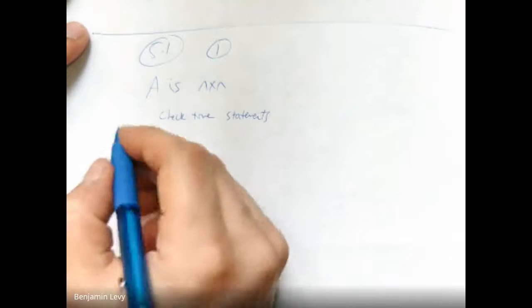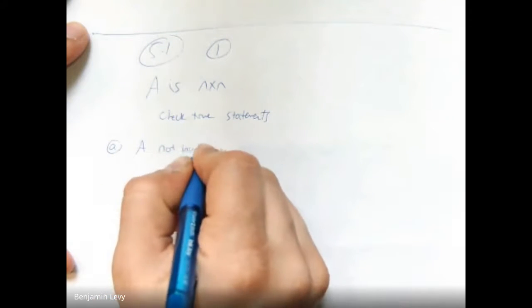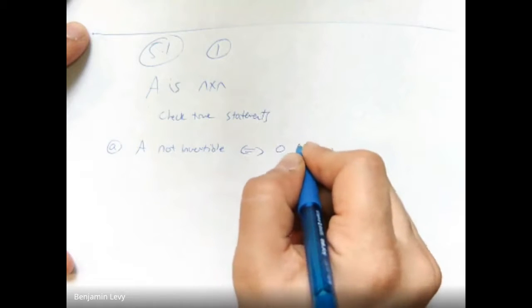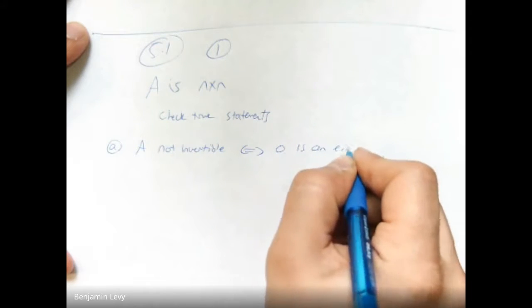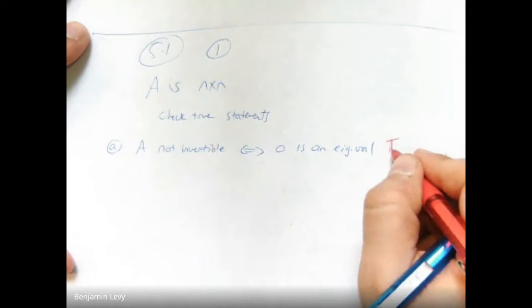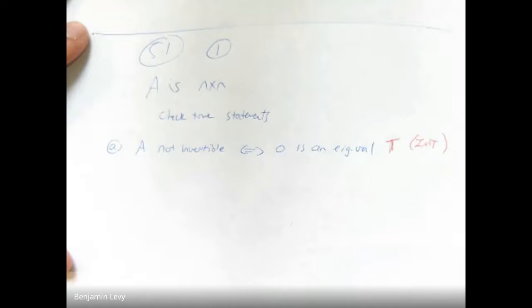Give me a second to get this on the screen. So the first one says A not invertible if and only if 0 is an eigenvalue. So that's true. That's part of the invertible matrix theorem. In this section, this is the last section we tack onto the invertible matrix theorem. That's just one of the things that's part of the invertible matrix theorem.